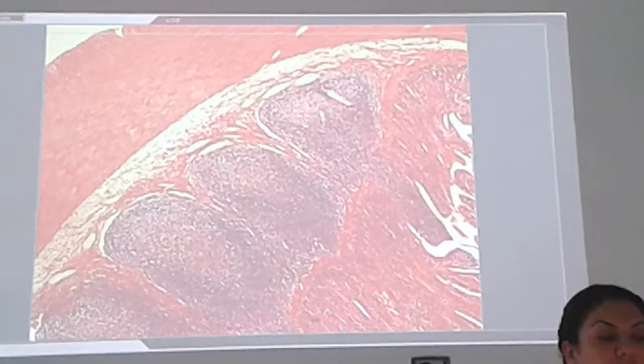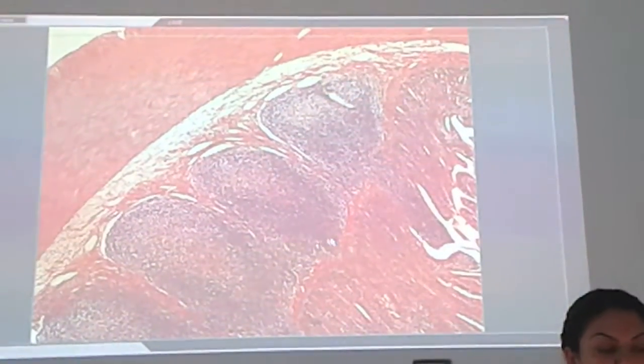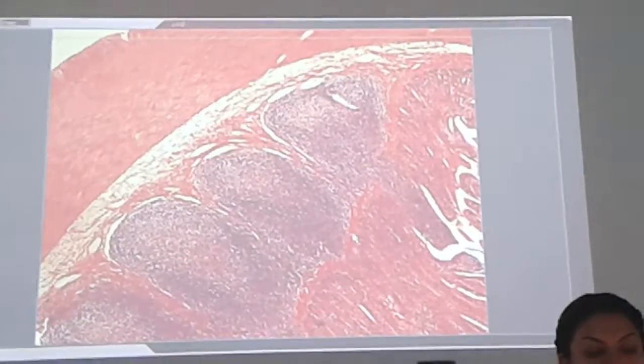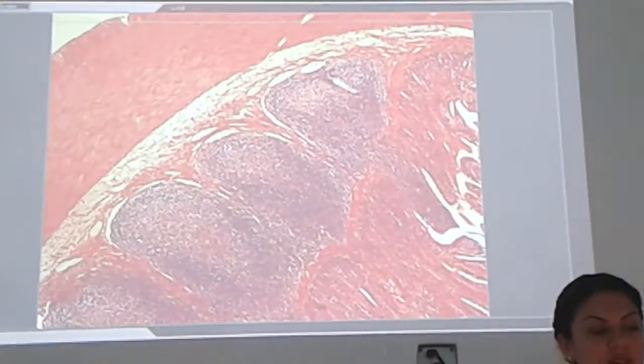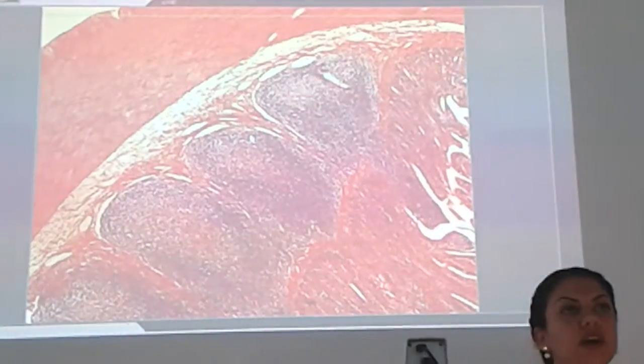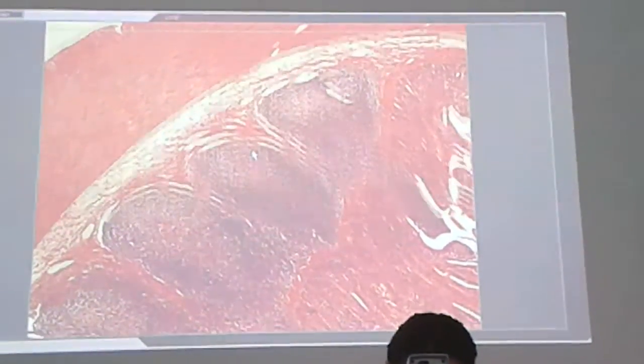Submucosa. Yes, the Peyer's patches or the lymphoid follicles are found in the submucosa. Externa, and this is submucosa. Alright? Okay.